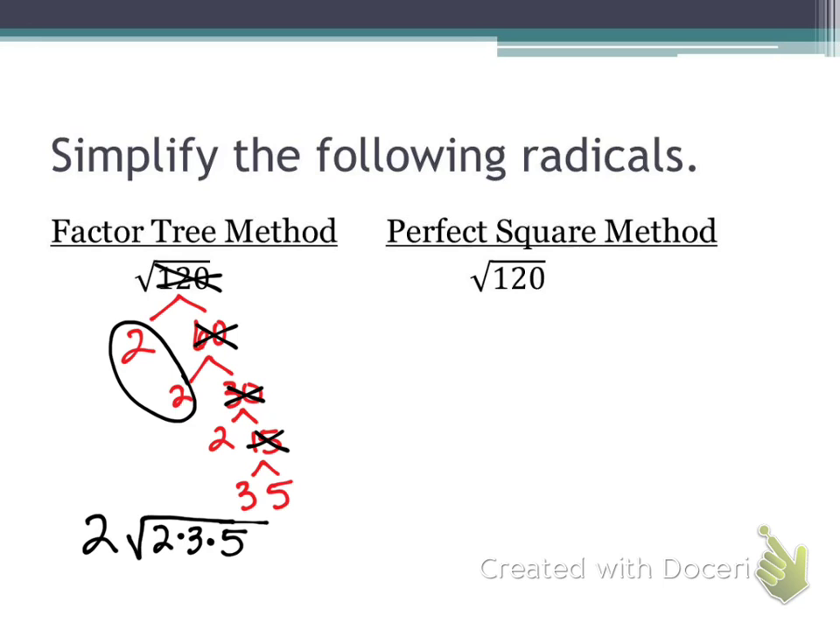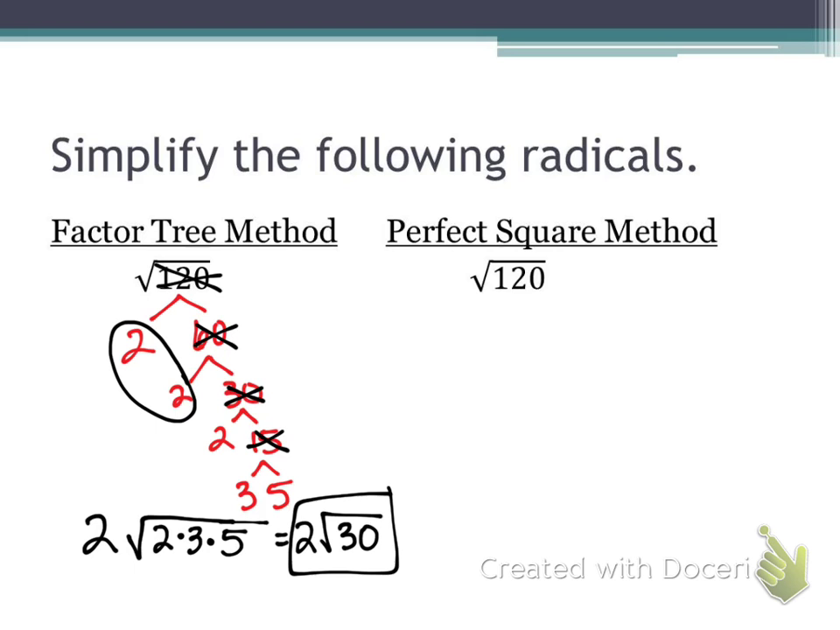Our last step is to multiply things back together. So there's a 2 on the outside, there's nothing with it, but we can multiply 2 times 3 times 5 back together, and what would we get? 30. And that is how we would simplify that radical. So we would get 2 root 30. Questions, concerns about it? Okay, so that's one method of simplifying radicals.